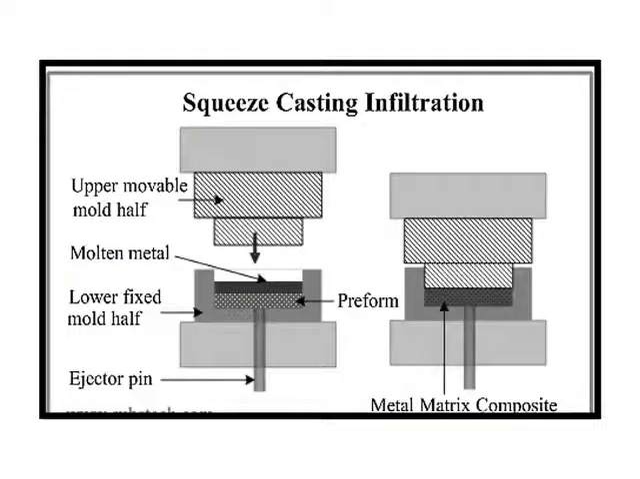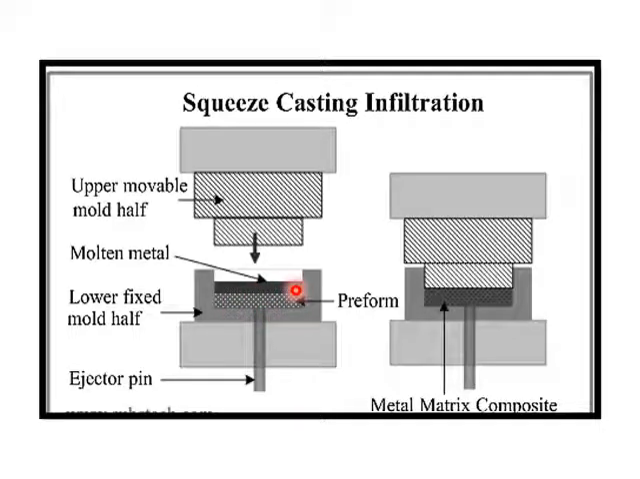So one more method normally used for a metal matrix composite is squeeze casting. Normally this is used even for metals and alloys, and it can also be used for the fabrication of a metal matrix composite. When we see here, we have two parts: a lower fixed mold, and an upper movable mold part. The upper part is used to apply the pressure, forcing the molten metal, which is placed above, to penetrate into the fiber.